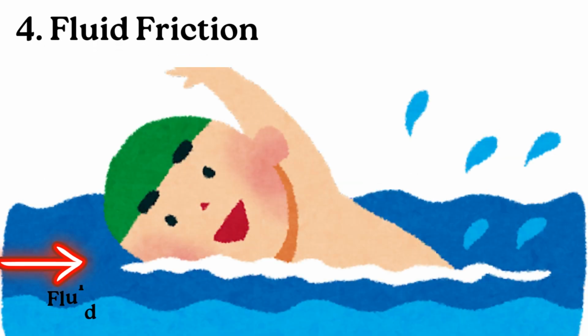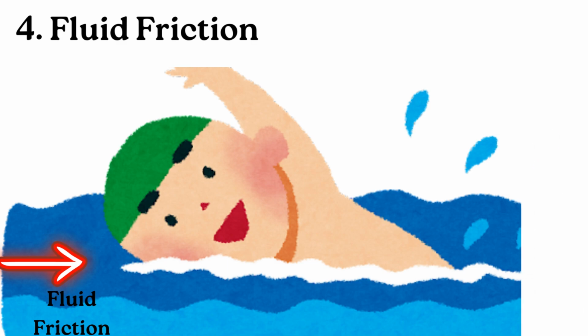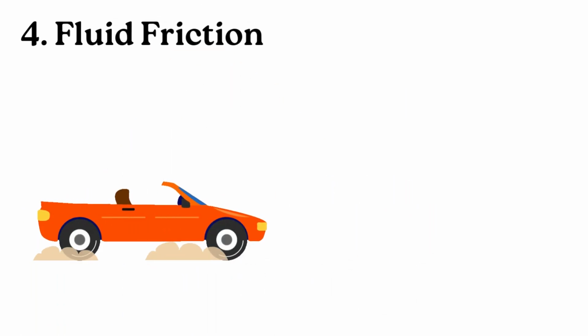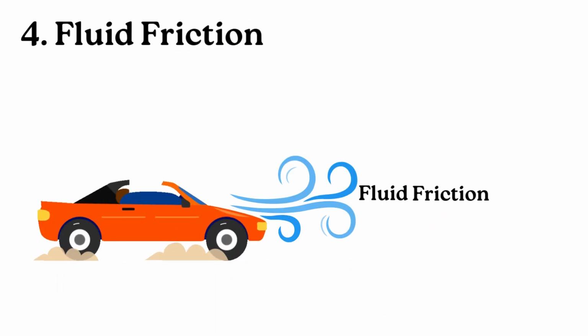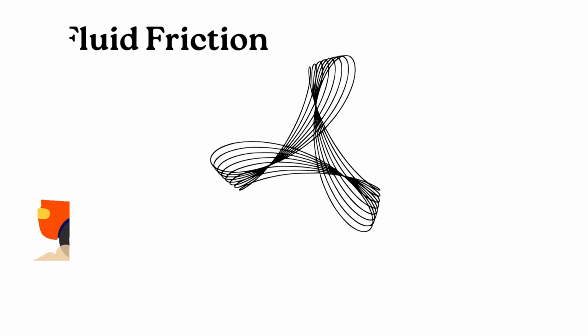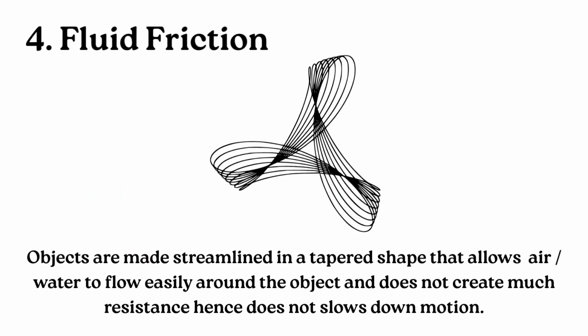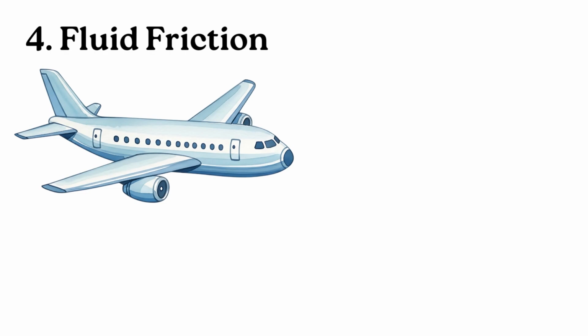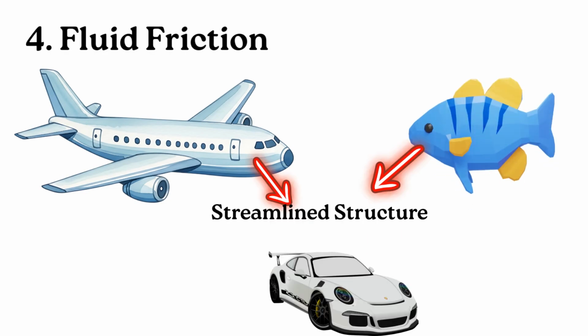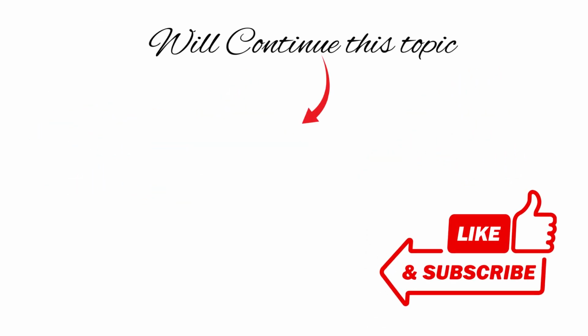For example, a swimmer moving through water feels resistance. This resistance is due to the friction produced by the water, so it is called fluid friction. A car speeding up sees air pushing against it. This would be fluid friction. To reduce this, objects are made streamlined, like airplanes, fish, or racing cars, so that they can reduce fluid friction.